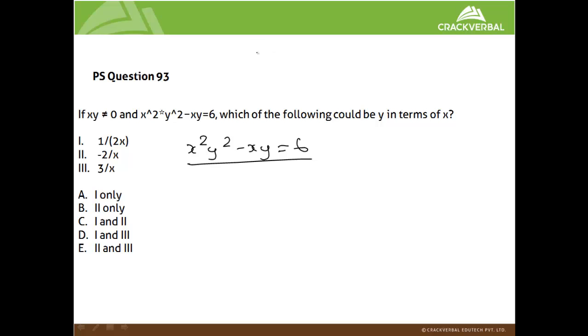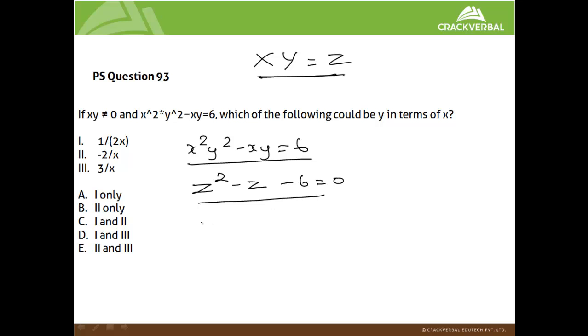So what we can do is, let's assume x into y is equal to z. In that case, we can write this as z square minus z equal to 6, minus 6 is equal to 0. We just now saw the roots for this quadratic equation, right?